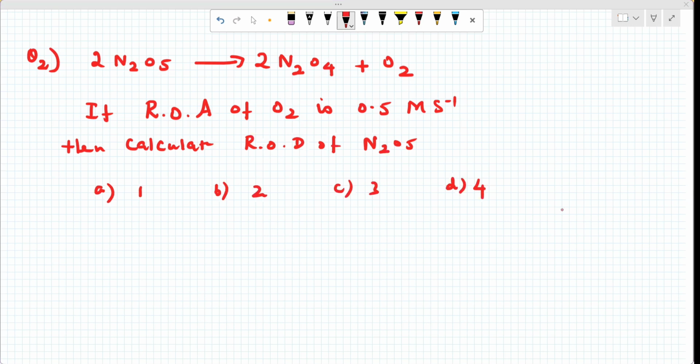The equation is 2N2O5 gives 2N2O4 plus O2. The rate of appearance of O2 is 0.5. They are asking for the rate of disappearance of N2O5. Now what is the answer? First write the rate expression.